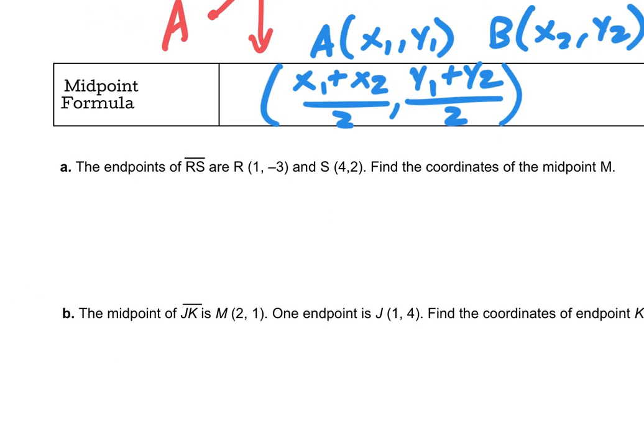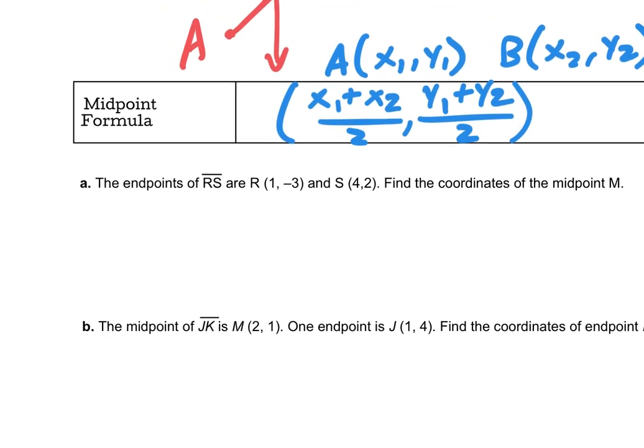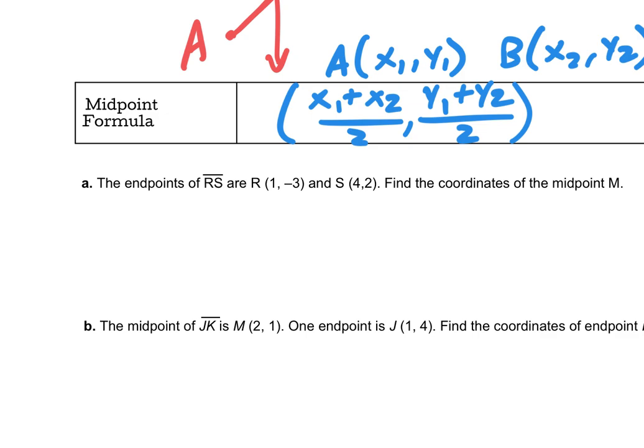All right, so for this one here, you don't have to draw a picture on all of these, but I'm going to draw a picture here just so we get kind of a visual of what's going on. (1, -3), and (4, 2).